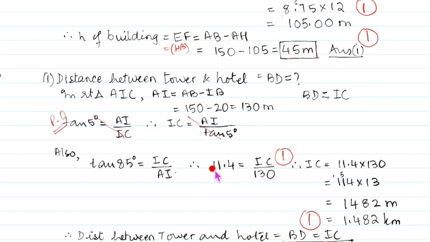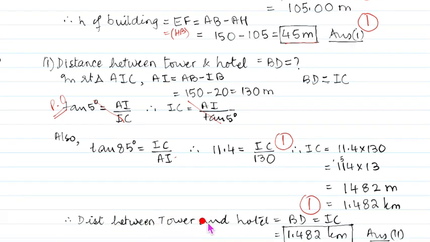So 130 meters will multiply the tan of 85. Look at the tan table, it is 11.4. So 130 multiplied by this will give us IC. Simple calculations. 0 will shift this decimal to the right. So 114 into 13. 13 4s are 52, carry 5, 13 1s are 13, plus 5 is 18, carry 1, 13 1s are 13, plus 1 is 14. So those many meters, but they have given the data in 1.2 kilometers. So we'll convert this into kilometers, 1.482. Therefore, the distance between the tower and the hotel, that is BD equal to IC, is 1.482 kilometers.